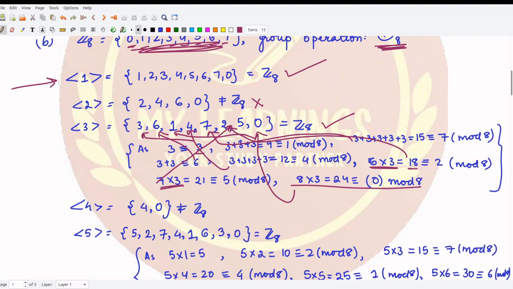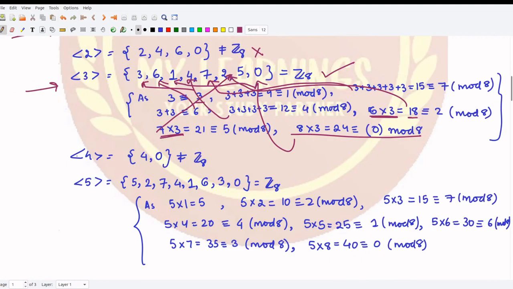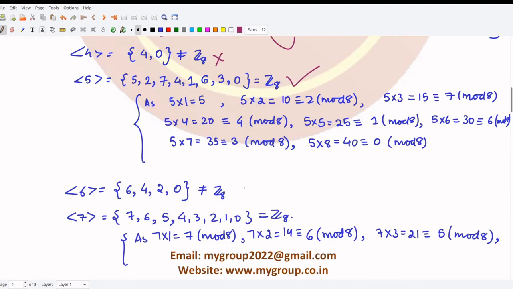Hence you obtain all the elements of Z8, correct? So 3 is the generator. 1 is the generator, 3 is the generator, correct? Similarly 4 is not the generator, 5 is a generator. Hence in this case 6 is not the generator and 7 is the generator.